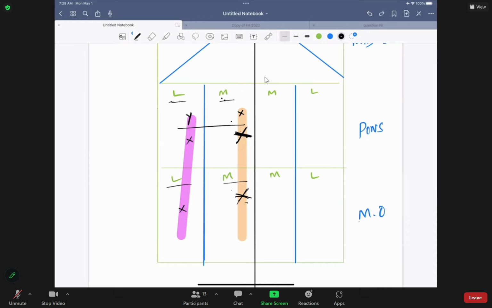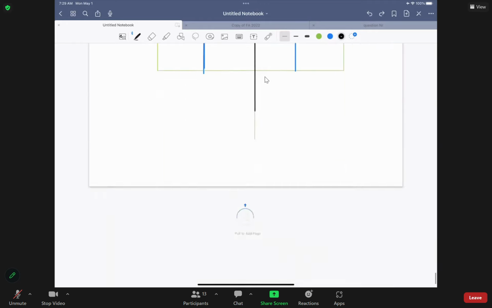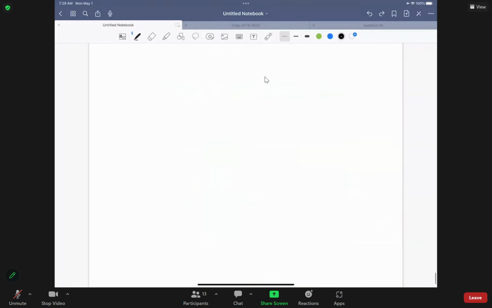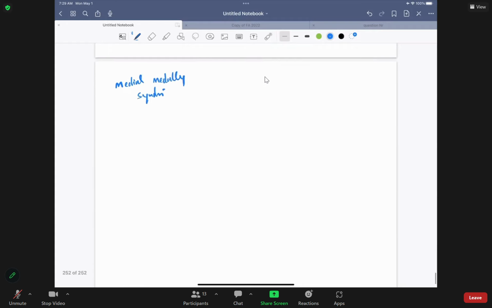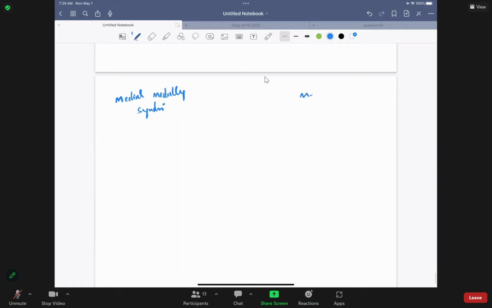So now let me erase these things a little bit. Okay. What we're going to do on the next page, we're going to list medial medullary syndrome versus medial pontine syndrome.